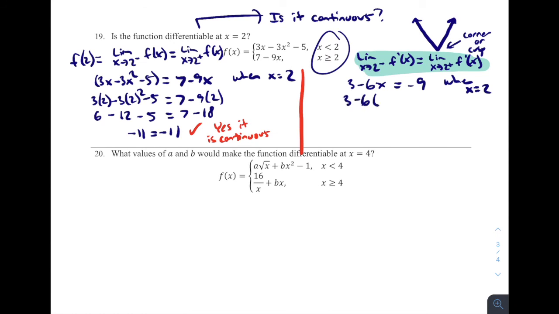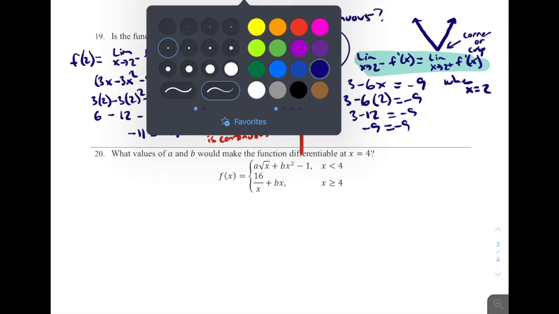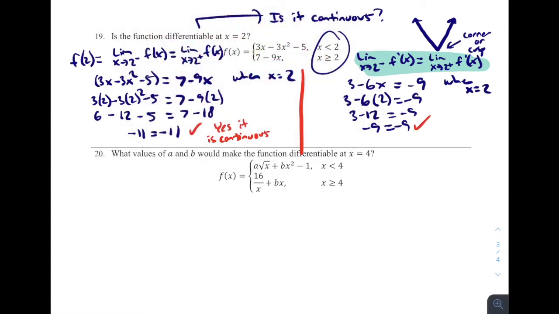3 minus 6 times positive 2 is equal to negative 9. So that's 3 minus 12 is equal to negative 9. Negative 9 equals negative 9. Great. Excellent. So we know that it's continuous. Now, because these derivatives were equal to each other, we can say yes, it is differentiable. That is our conclusion for this.